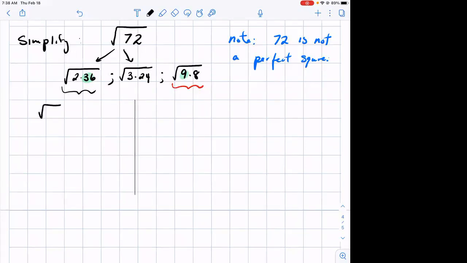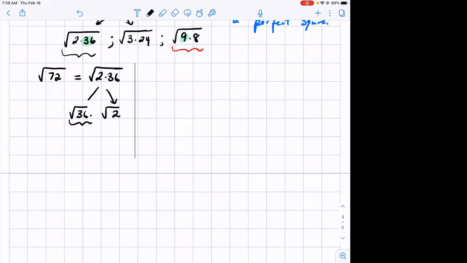So the square root of 72 is the same as the square root of 2 times 36. And then this here, you could write as the square root of 36 times the square root of 2. And the square root of 36, you know, is 6, so we end up with 6 root 2. So here is our final answer.